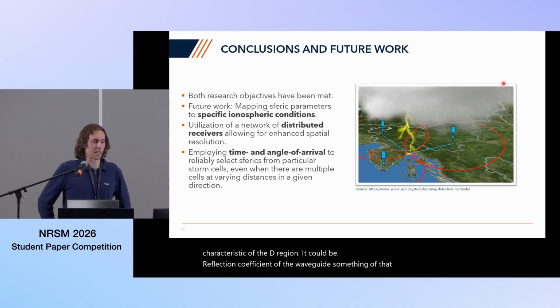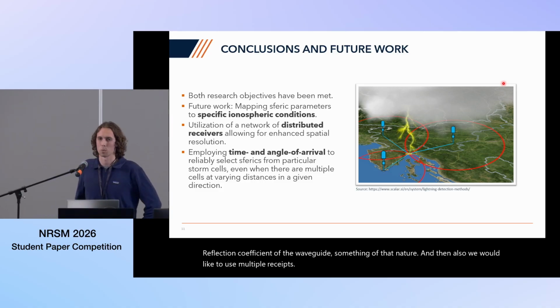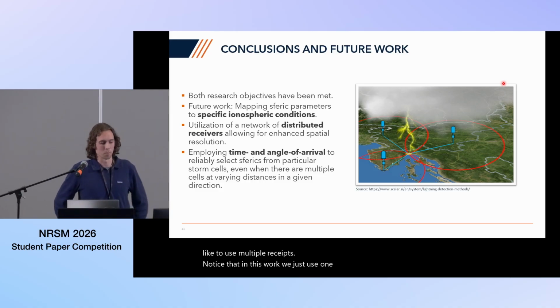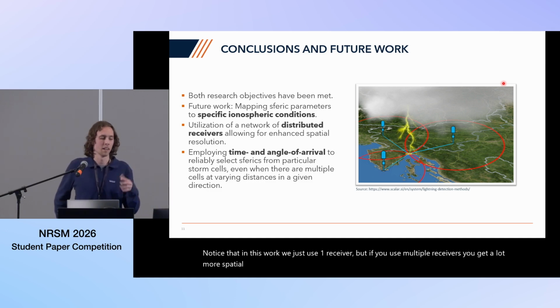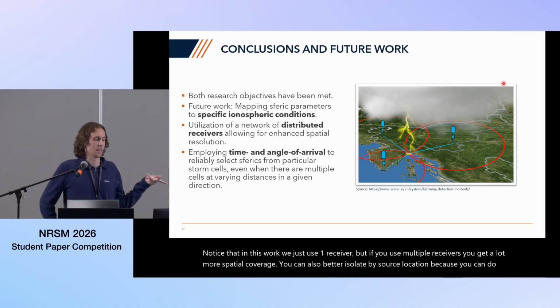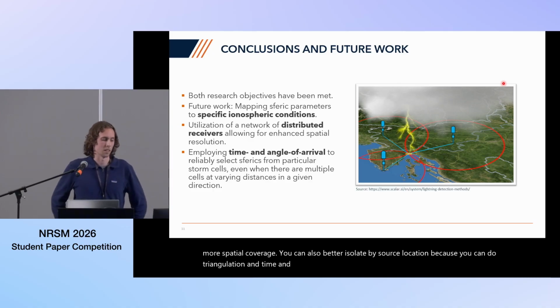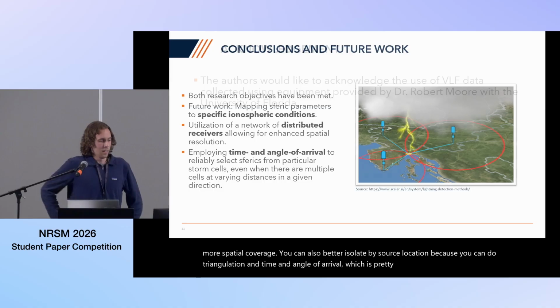And then also we would like to use multiple receivers. You'll notice that in this work we just used one receiver, but if you use multiple receivers, you get a lot more spatial coverage, and you can also better isolate by source location because you can do triangulation in time and angle of arrival, which is pretty useful.